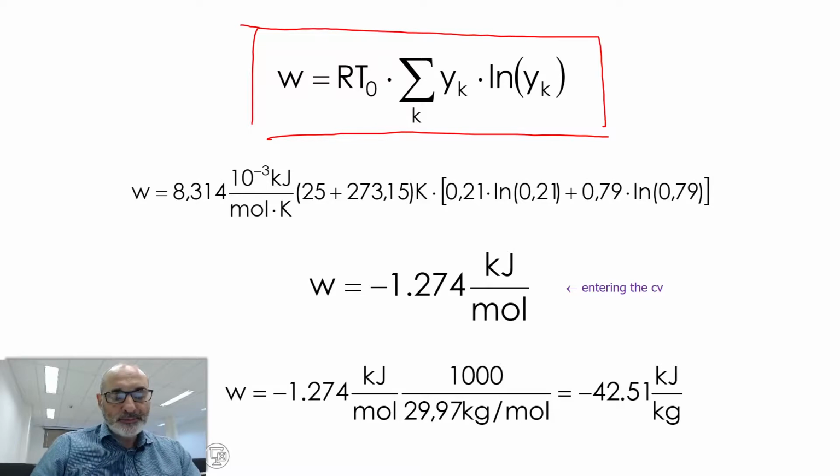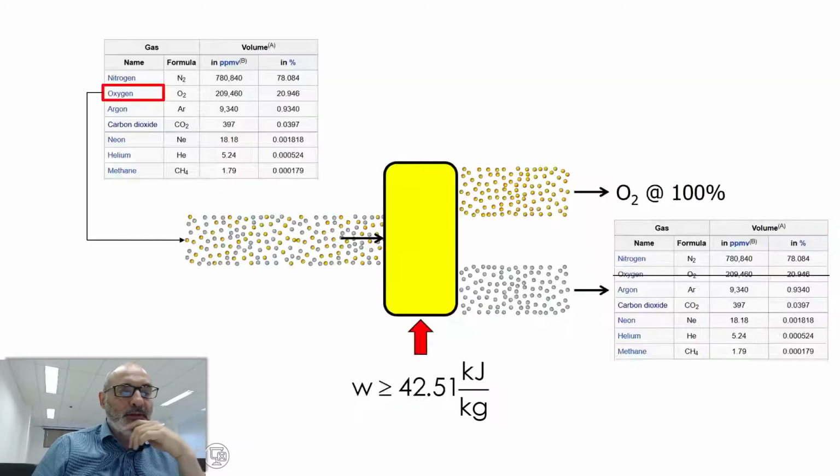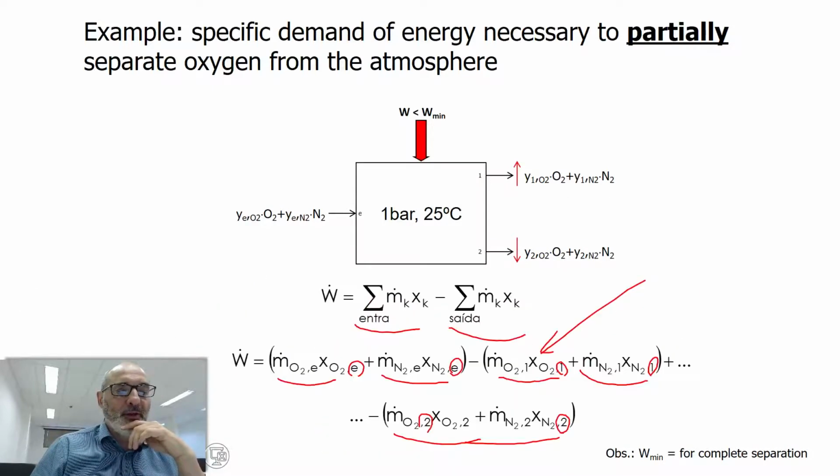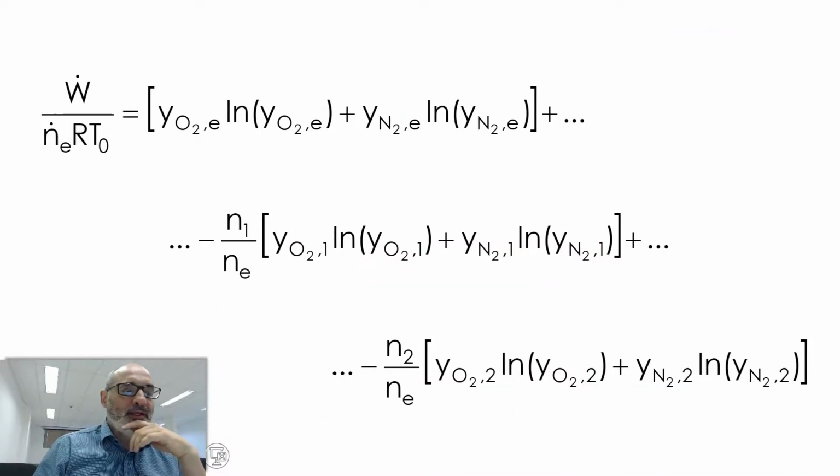Okay, so now for many components and partial separation, we get a similar formula, except that we have oxygen and nitrogen at both exits, 1 and 2. Okay, so that's very simple. And now just nomenclature here.